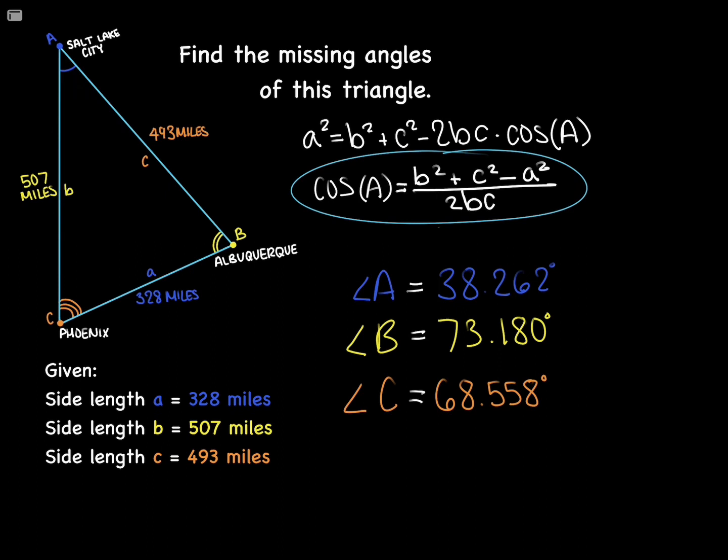Our triangle is solved. Captain Bob is on his way, and he knows how to get there now, thanks to the law of cosines. Next time I'm sure he will remember to bring his navigation charts.